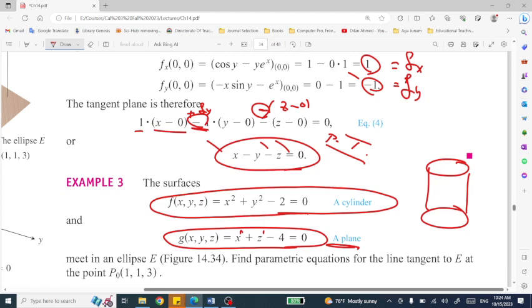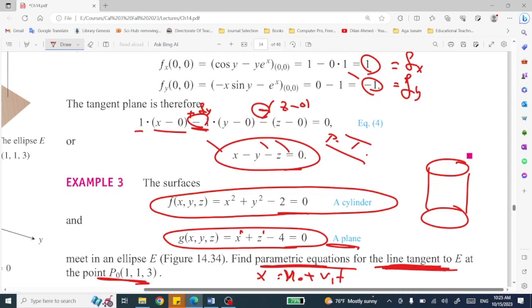So find what? Find the parametric equation. I know the parametric equation is x equals x naught plus v1 t, y equals y naught plus v2 t, and so on. So find that for what? For the tangent line to E at the point.